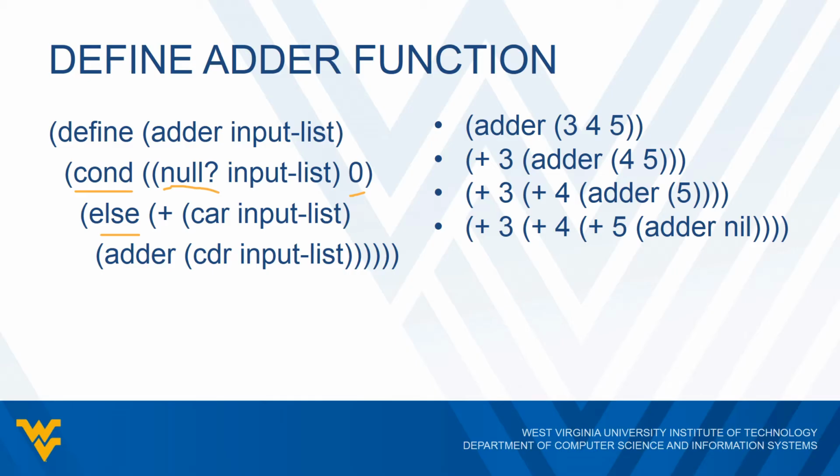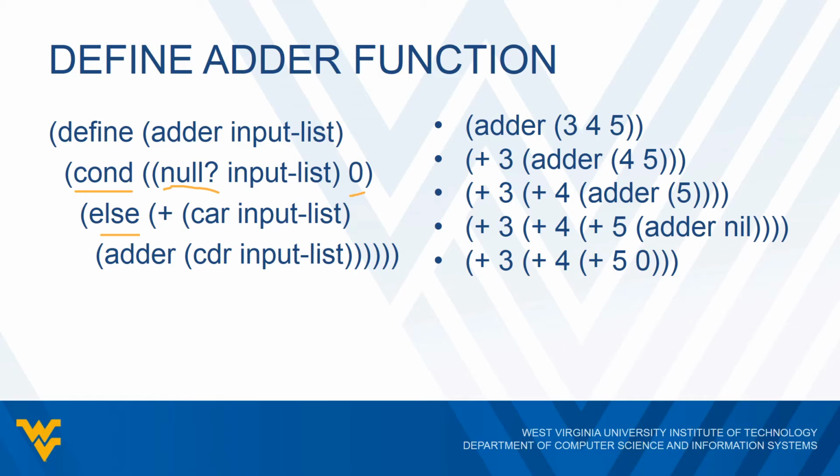So when we call adder with nil, the condition in that case is going to be true. So at that point, this adder right here is going to return 0. So what we're going to get now is plus 3, then in parentheses plus 4, then in parentheses plus 5, 0. Now we're going to work our way back.